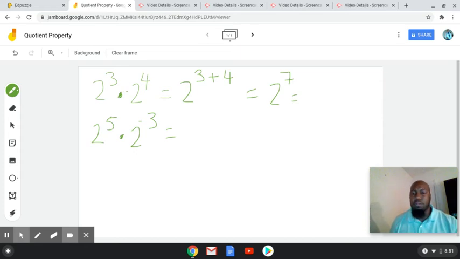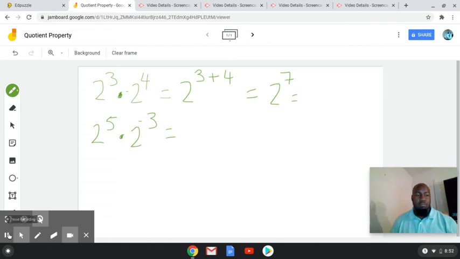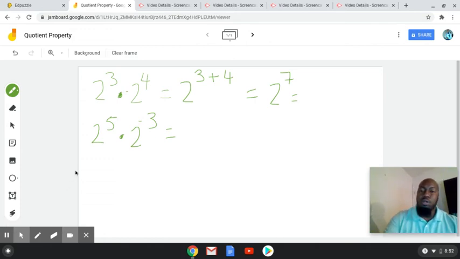Right, correct. So the answer is going to be 8 and 16, which is 128. Right?